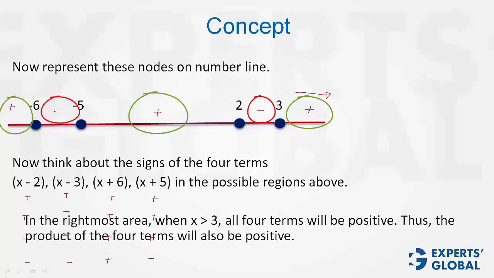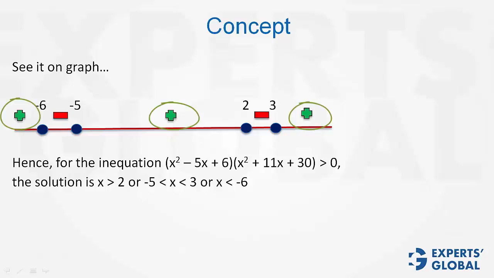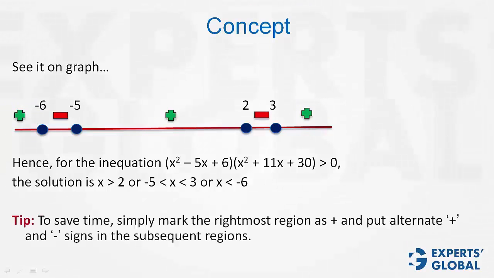Okay, so the question seeks positive values of the polynomial. The answer would be x is greater than 3, x is between -5 and 2, or x is less than -6. These are the possible values. Important tip: to save time, simply mark the rightmost region as positive. This area will always be positive, and thereafter, you will have alternate negative and positive signs.